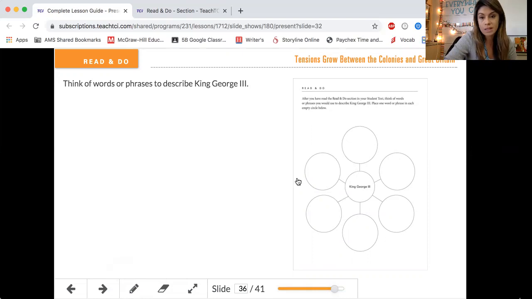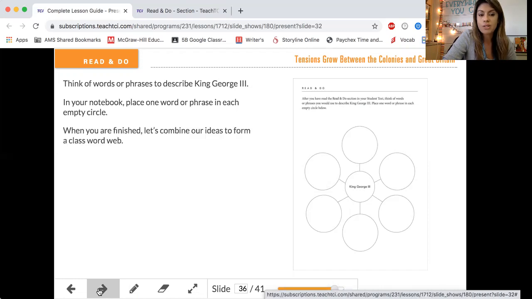It looks like this. It says, after you've read the read and do section in your student text, think of words or phrases you would use to describe King George III. Place one word or phrase in each empty circle. So you can have stubborn, maybe. I think stubborn would be a good one to put in one of these circles. You're going to fill out the rest of the circles. So there are 6 circles. You need 6 personality traits from our reading and put them in these circles.